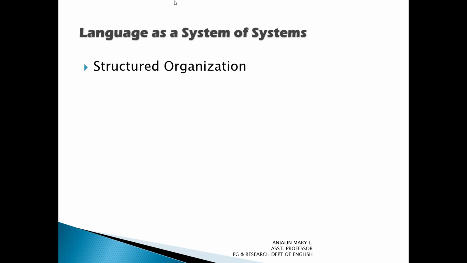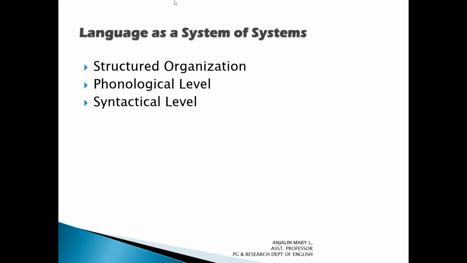The next characteristic is language as a system of systems, where language is systematically organized. Unlike bricks in a building, sounds and symbols follow a specific arrangement. This system operates at two levels. The first is the phonological level and the second is the syntactical level. The phonological level is about the sounds of a language, whereas the syntactical level is the arrangement of words or phrases to form meaningful sentences. These are the two important levels at which a system operates in a language.